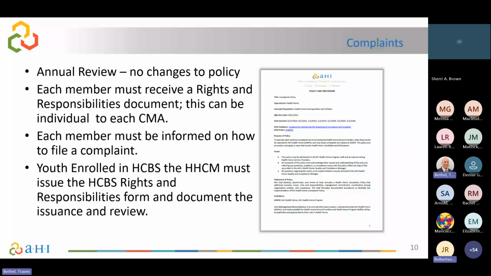And then just a reminder that if you're serving HCBS youth, they do have a rights and responsibilities HCBS form. That specific form must be issued to those youth enrolled in HCBS, and you must document that you have given the family that rights and responsibilities HCBS fact sheet, and that you reviewed it with them. You can do that by having them initial a copy and uploading it, or you can do that through a note. But only youth enrolled in HCBS need this very specific form. Does anyone have any questions about the complaints policy?